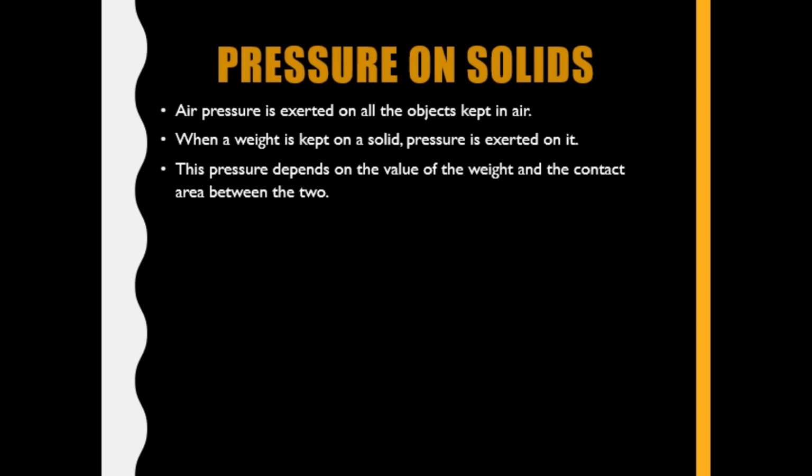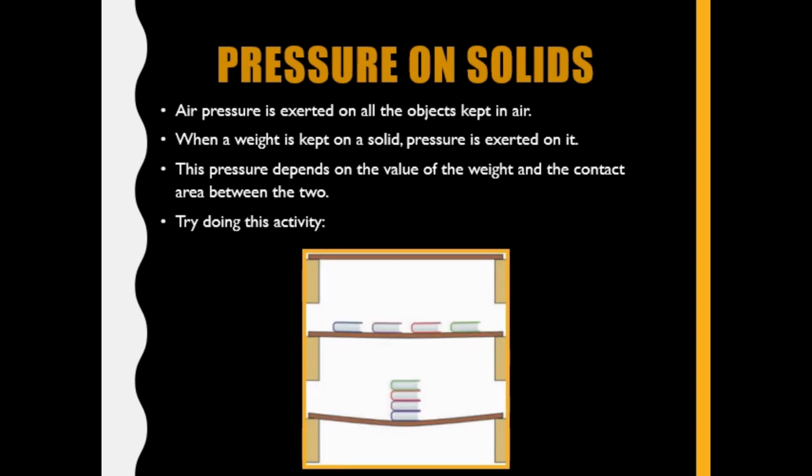So this pressure depends on two factors. One is the weight of the object and also the contact area between the two. We know that pressure depends upon surface area as well. So the pressure on a solid depends upon both its weight and also the area of contact. So let us do an activity.